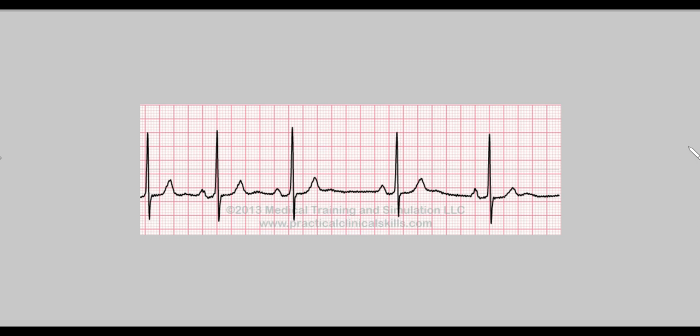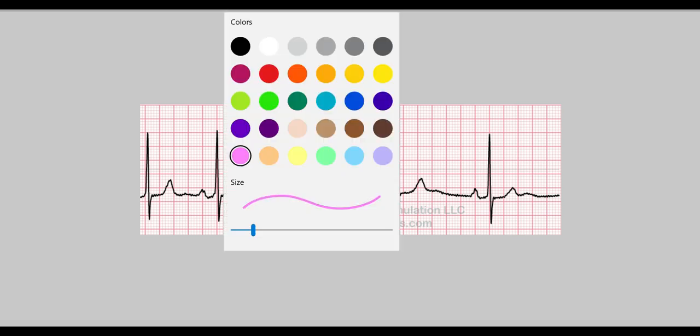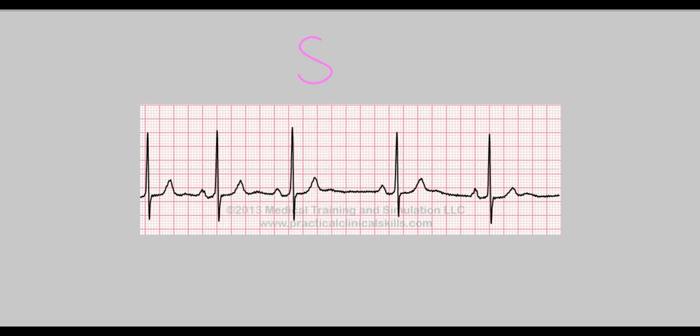All right, so let's take a closer look at this rhythm. This is sinus arrhythmia, and we're going to write it SA. Okay, simple. With this rhythm, it has all the features of your sinus rhythm, except that it's irregular. So it has the P wave. See the P waves here, and the P waves are upright.